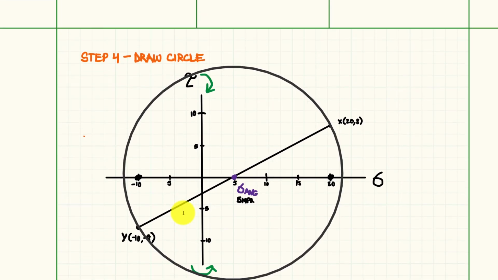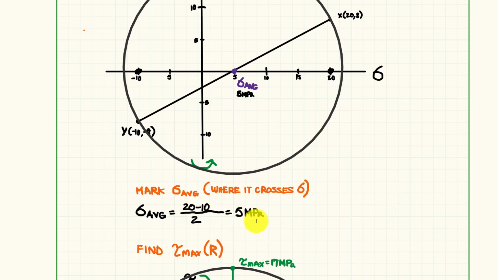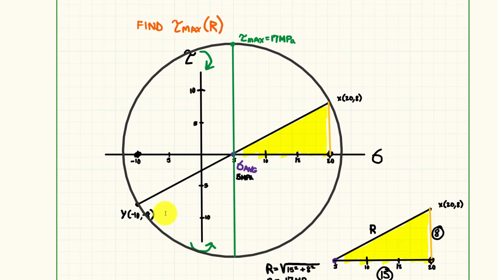Let's talk about step 4 here. Once we have those 2 points plotted, we're going to draw a line that connects the two. Where it intersects this line, this stress line, that is going to be our sigma average. We could read it off the graph, and we're going to come out with 5 megapascals, and there it is. The next thing we need to do is calculate the maximum shear stress, tau max. That is going to be the radius of the circle.